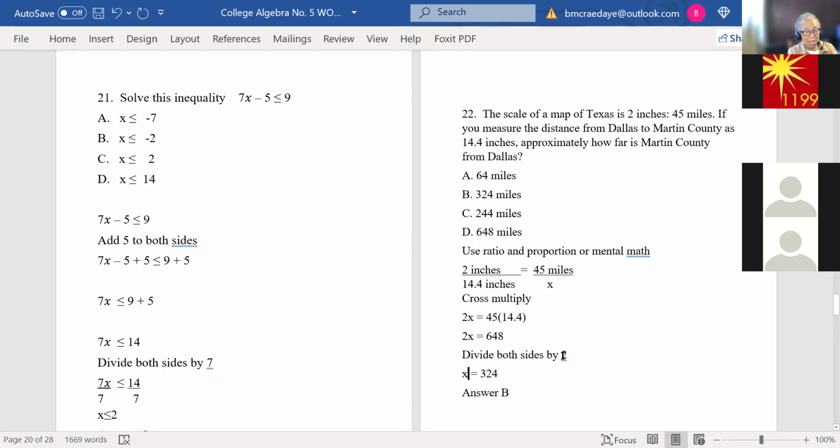You can't leave it right here, because this said 2 times some unknown number that Latoya called x is 648. So that number is half of 648, which is 324. And they gave you a 648 answer, but that's only part of the problem. You're only halfway through the problem. Yes, you got to divide both sides by 2 and you get 324.